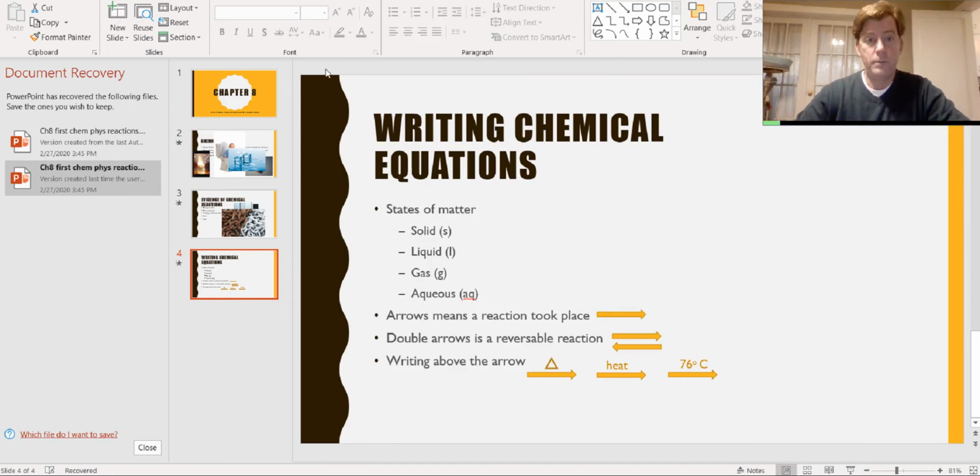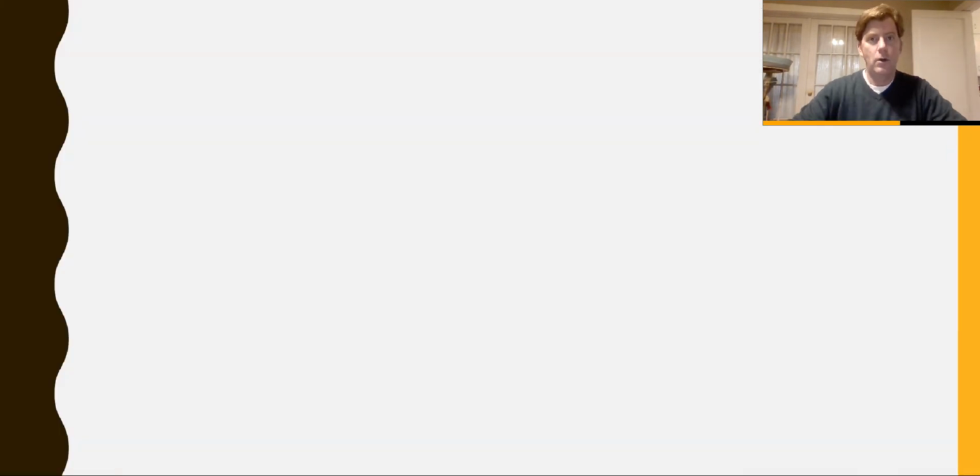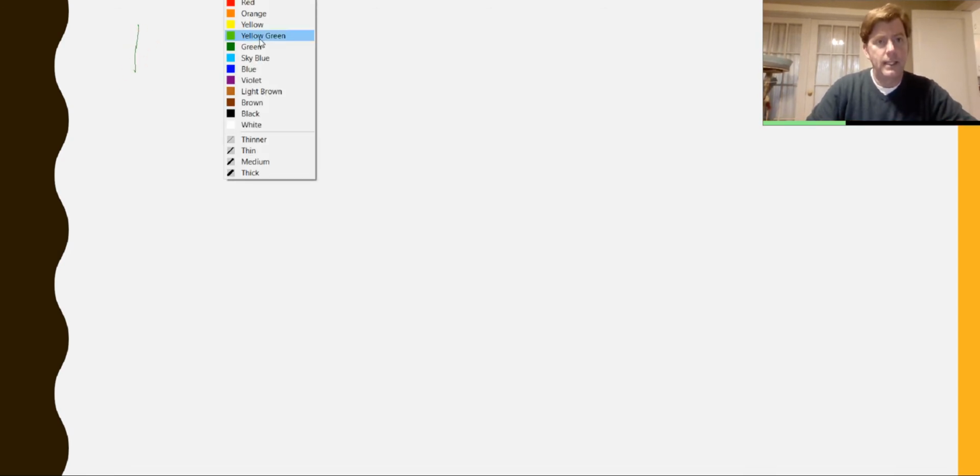Now, whoops, I needed another slide. Pause. Okay, let's look at some examples of writing chemical equations. So with water, we talked about this. Oops, let me make that a little thicker.